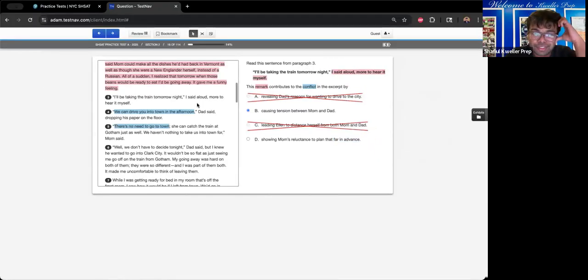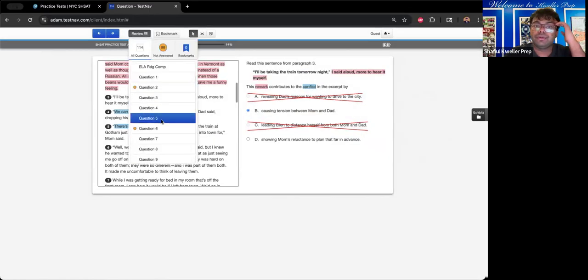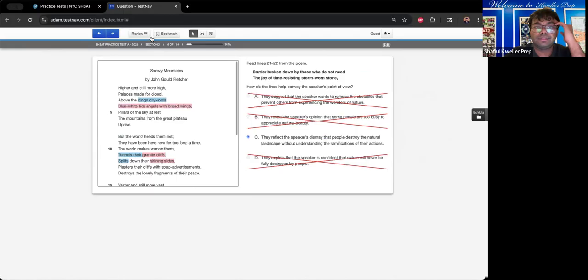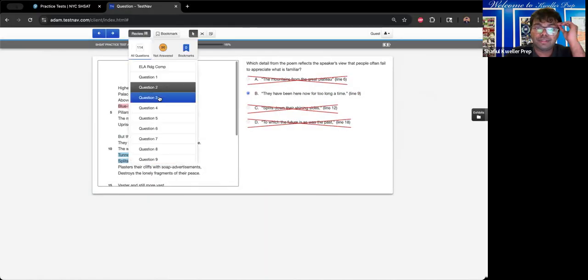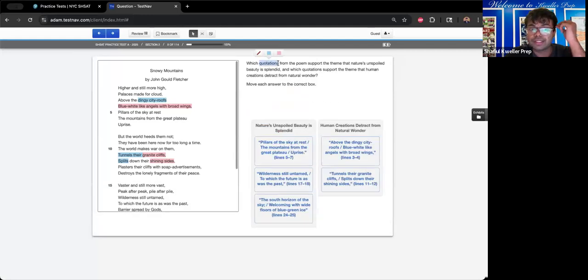Someone asked, will the test specify how much we have to drag and drop, like two sentences? Yeah, if it says sentence singular, then you only drag one into each box. Like the one here says sentence and sentence. I forget which question it was, but it was a bit earlier. Here it says quotations with an S. So here we see quotations with an S.